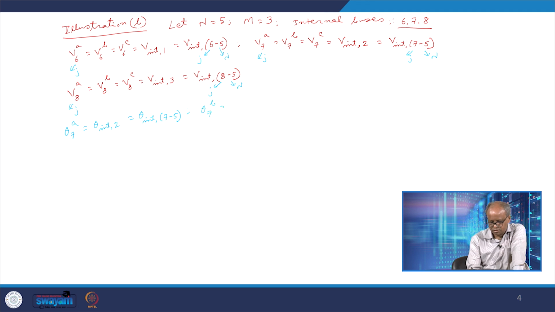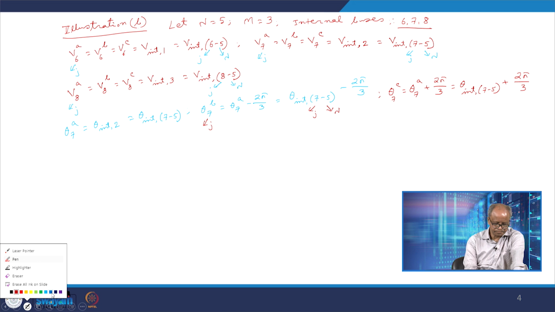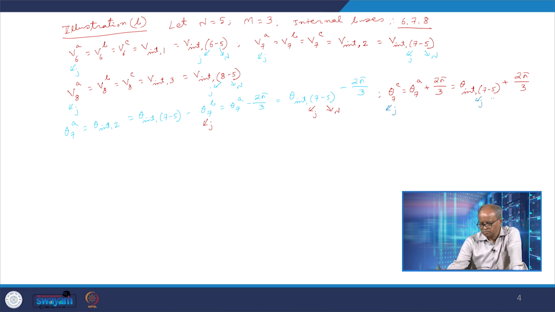Then theta 7B is equal to theta 7A minus 2 pi by 3, which is theta internal 7 minus 5 minus 2 pi by 3, right. Here this is J and this is n. Similarly theta 7C is theta 7A plus 2 pi by 3, so that would be theta internal 7 minus 5 plus 2 pi by 3. Here also this is J, this is n.